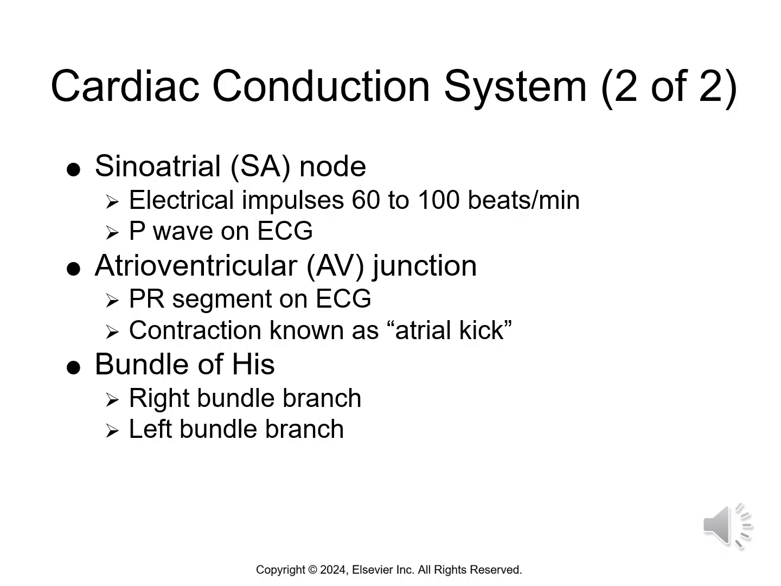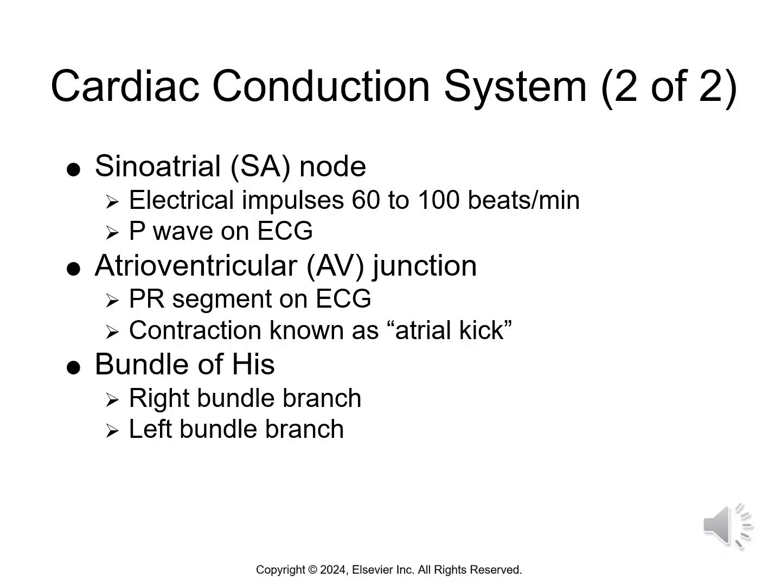Conduction begins with the SA node, or the sinoatrial node. It's located close to the surface of the right atrium, near its junction with the superior vena cava. The SA node is the heart's primary pacemaker. It generates electrical impulses at a rate of 60 to 100 beats per minute, and therefore has the greatest degree of automaticity, or pacing function.